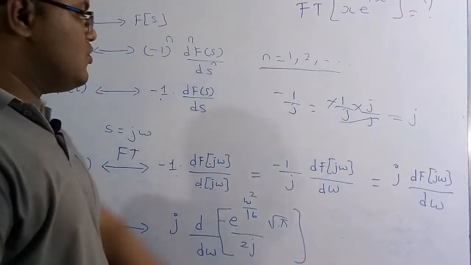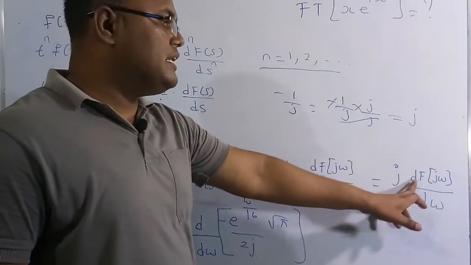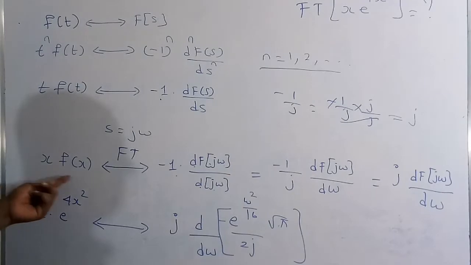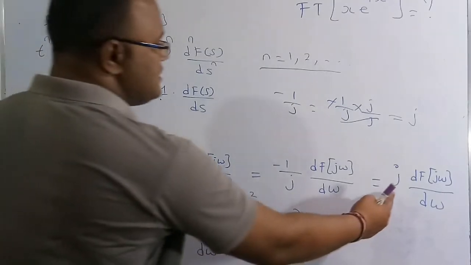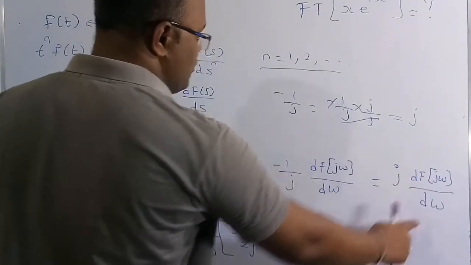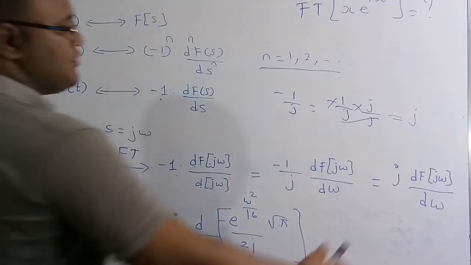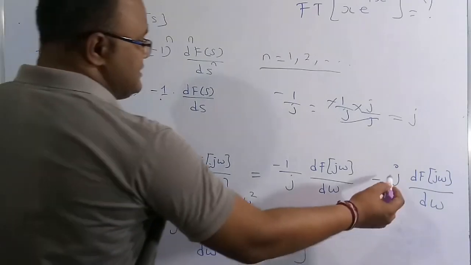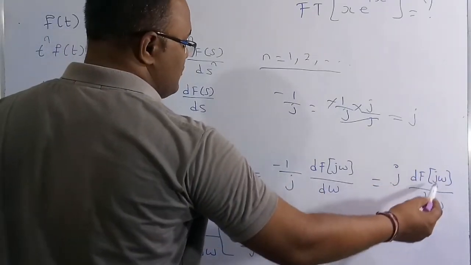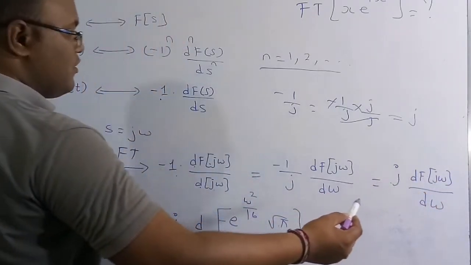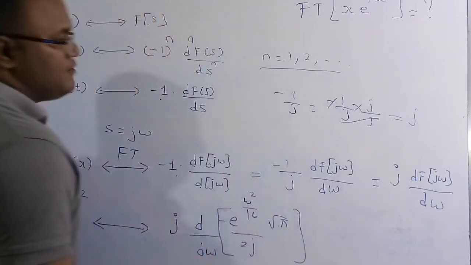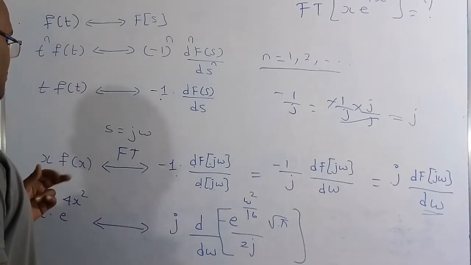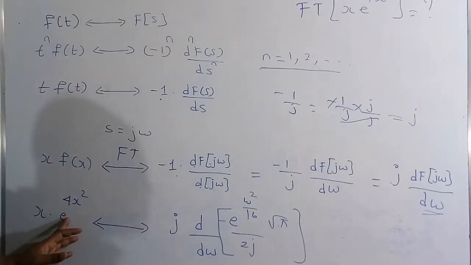So minus 1 by j is equal to plus j, so plus j into d of F of j omega by d omega. Listen carefully. For x into f of x, the Fourier transform is j into d of F of j omega by d omega, meaning for f of x the Fourier transform is F of j omega. So we have to do j into the differentiation of the Fourier transform F of omega with respect to d omega. As I've already told you, we need to figure out the Fourier transform of x into e to the power of 4x square.